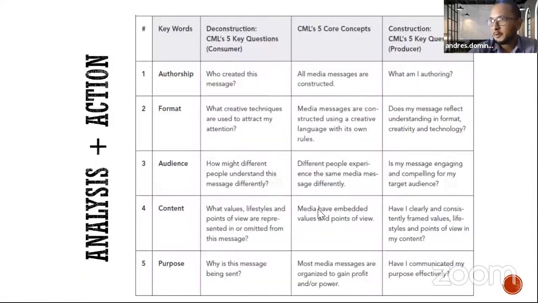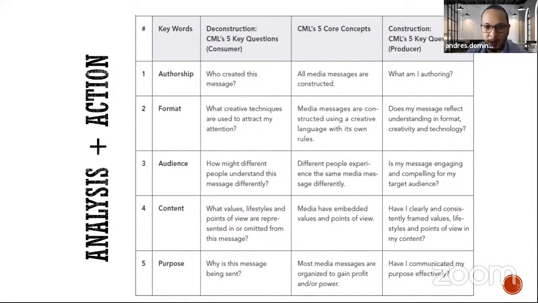And they propose a framework for analysis and production of media from a critical media literacy perspective. Understanding that texts are never neutral, they propose an analysis of authorship, format, audience, content, and purpose. When it comes to authorship, it is about who created it, and very connected to the purpose. Why was this message created?